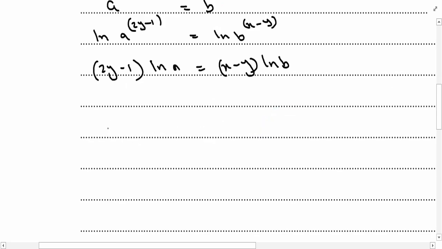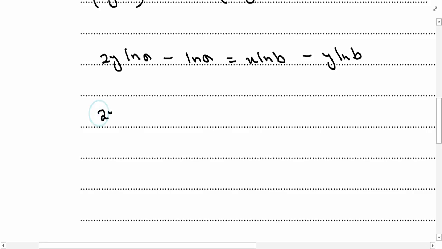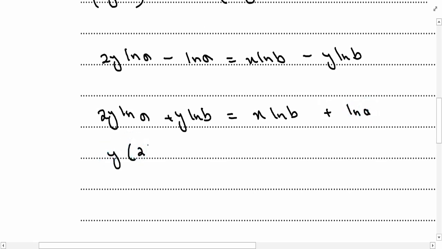If we distribute it, it would become 2y ln of a minus ln of a equals x ln of b minus y ln of b. It would become 2y ln of a plus y ln of b equals x ln of b plus ln of a. Taking y common, it would become y times 2 ln of a plus ln of b is equal to x ln of b plus ln of a.